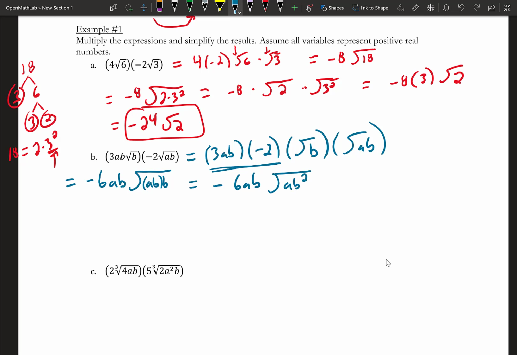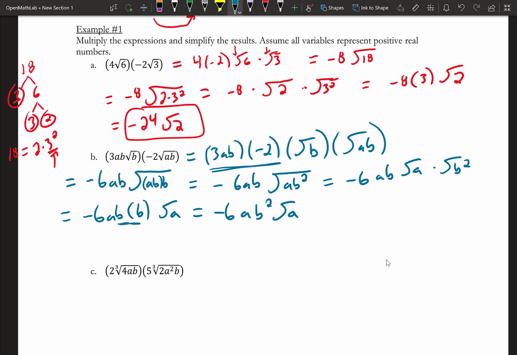And then I can apply the multiplication property of radicals in reverse in order to break that up. So that would be negative 6ab times the square root of a times the square root of b squared. Well, the square root of b squared is just b. So that would be negative 6ab times b times radical a. And then I can simplify because I have these two b's being multiplied, so that would be negative 6ab squared times radical a.